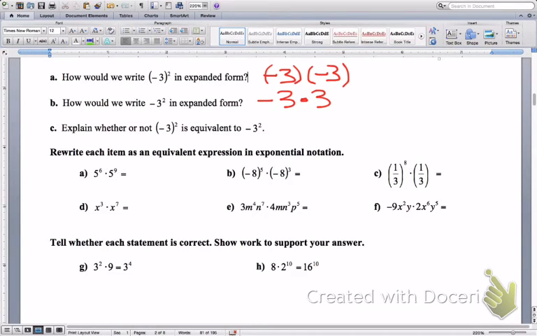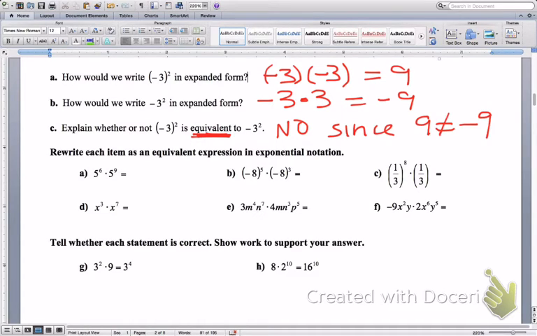So explain whether or not these are equivalent, meaning equal. So are these equal? The answer would be no, because the top one is equal to positive 9, and the bottom one is equal to negative 9. So we'll say no, since 9 is not equal to negative 9.